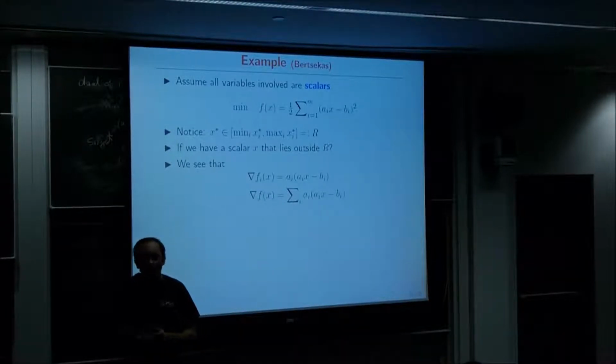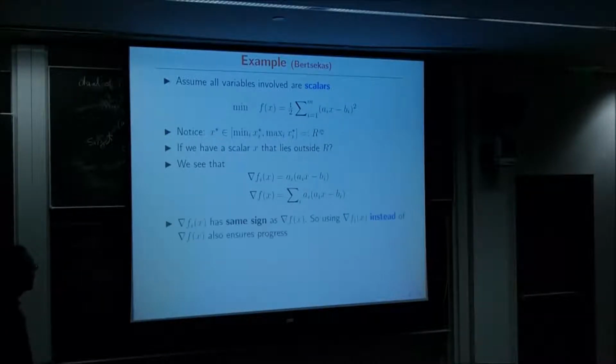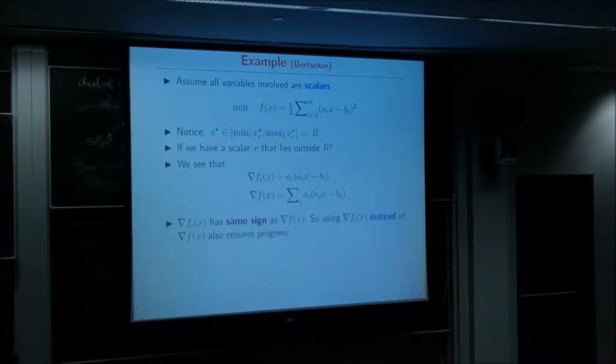So what's the great thing here now? If you are outside that interval, the partial gradient has exactly the same sign as the full gradient. So far away from the true solution area, the partial gradient also has the ability to guide you towards descent. That's the ability the full gradient has, because it has exactly the same sign as the full gradient. This roughly explains that when you're far away from the solution, this incremental method is actually a reasonable thing also.